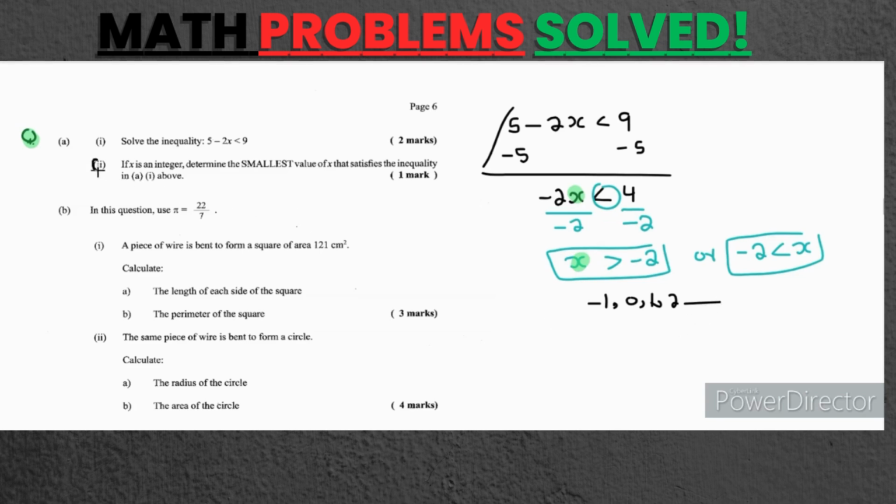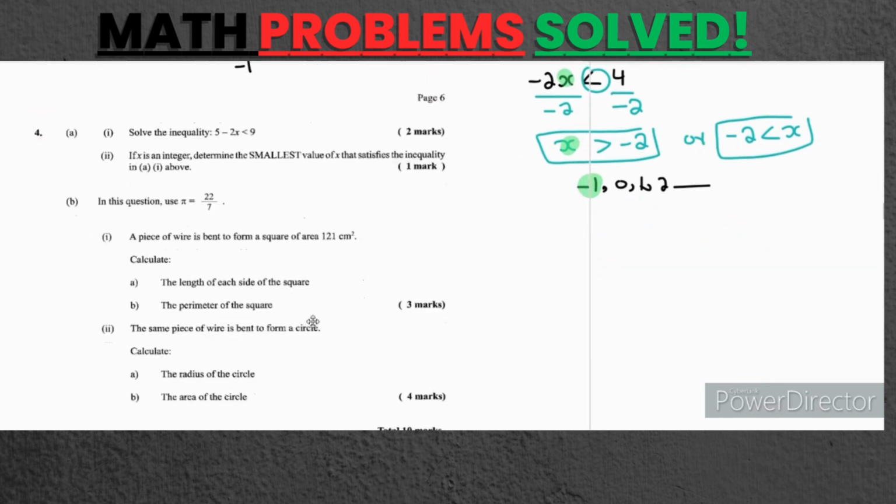So if we move to the next question, what does it say? If x is an integer, determine the smallest value of x that satisfies the inequality in the above question. Here, what's the smallest value of x? These are the values of x, and negative 1 is the smallest among them. So the smallest value of x is negative 1, right? Then we will move to the next question.